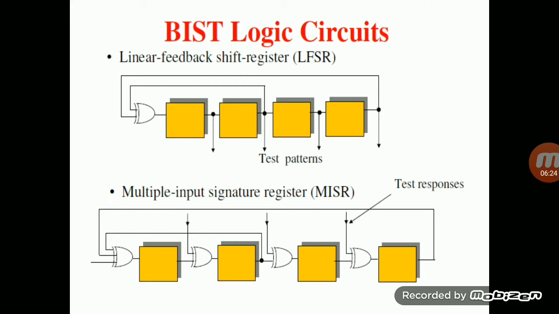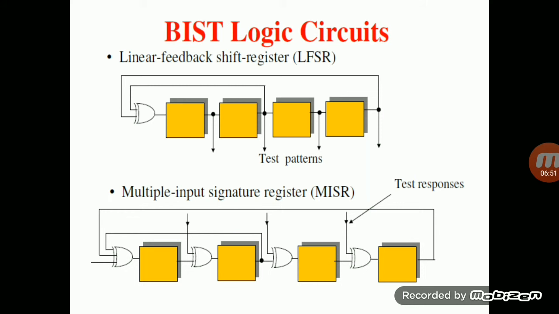The linear feedback shift register is a 4-bit register. The output of the second flip-flop and the output of the fourth flip-flop are given back to the input, feeding back linearly to the register. That's why it is called a linear feedback shift register. It operates as serial in, parallel out. Here we can generate 4-bit test patterns.